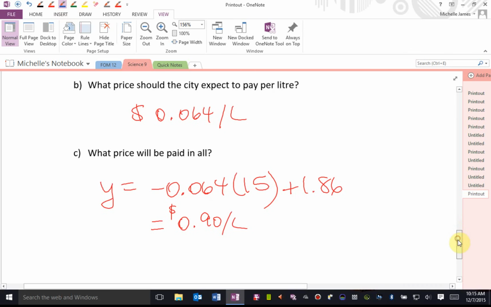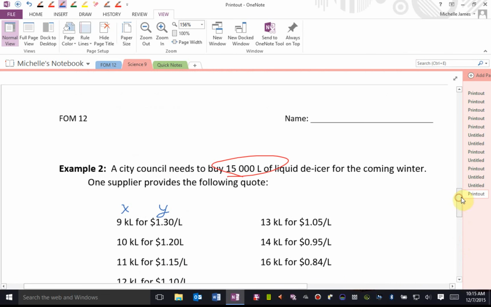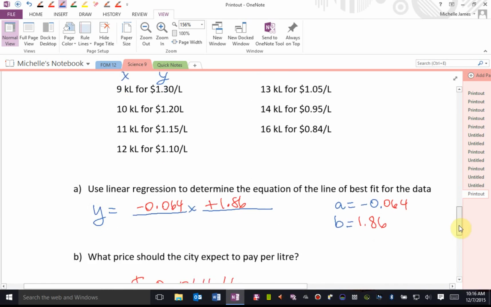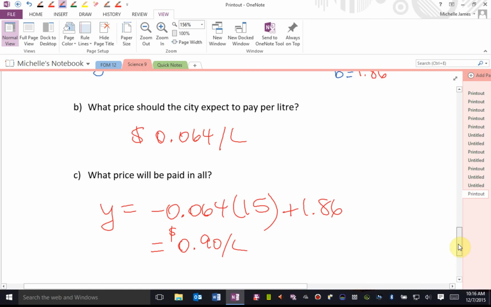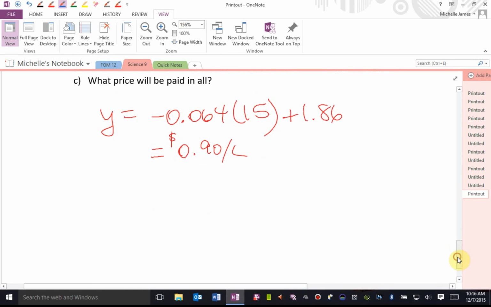Yes? Why is it 15? Because they need to buy 15,000 liters. So is it 90 cents per liter if they're buying 15,000? Yes. Alrighty, your homework. You need a graphing calculator, so unless you have your own, you need to get on task because you cannot take them home. Why is it 15 on 15? It's because all of these ones are all in kiloliters.